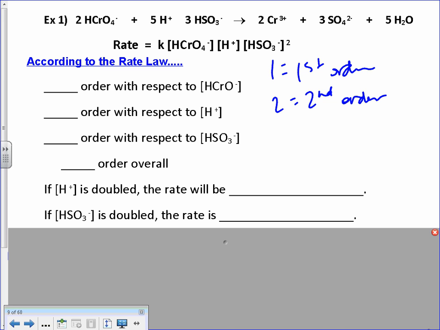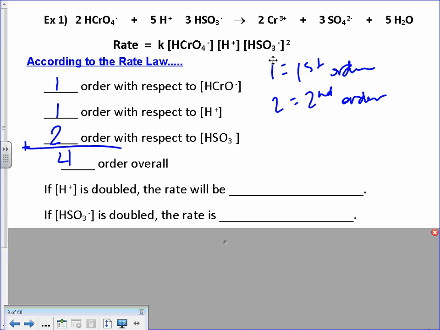So what are these? I know this is really hard, guys. What's the order with respect to that thing? First order. Next one. First order. Second order. Overall order. 4. You just add them together. The order of the overall reaction is 2 + 1 + 1, which is 4th order.